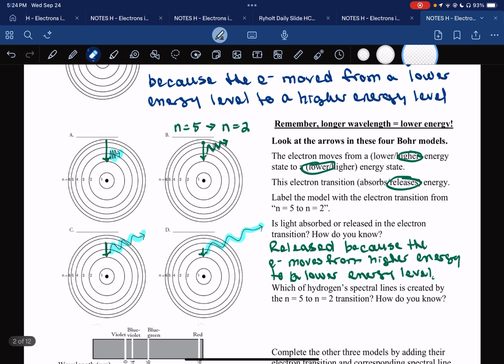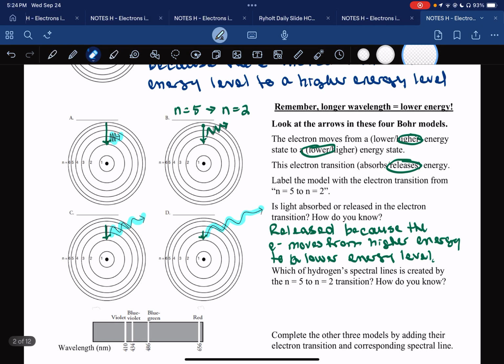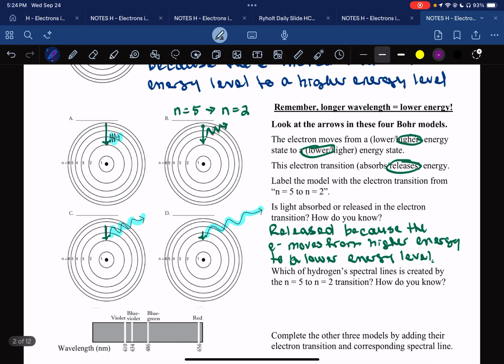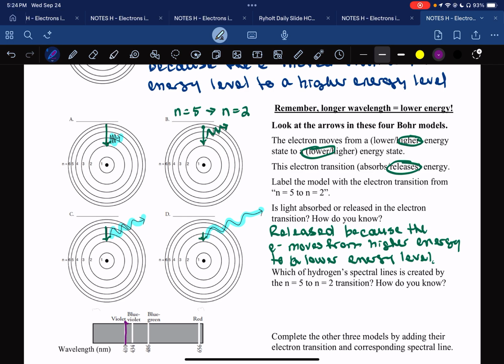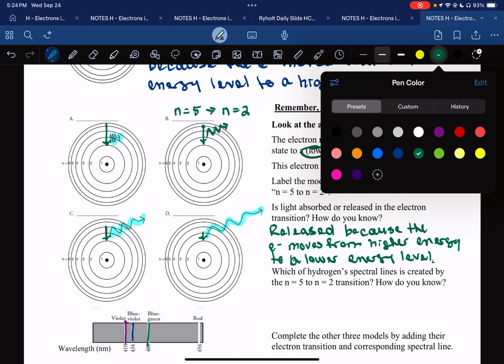It says which of hydrogen's spectral lines is created by the n equals 5 to n equals 2 transition. Okay, so now we have to compare. We have a violet light. These are our options. Could I even color it sort of the same? All right, so this one will be violet. And then we have a blue violet, which is the closest thing I've got. And then something like a blue green. All right, bear with me, not exactly blue green.